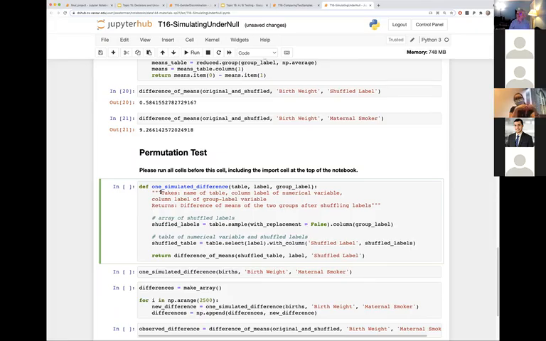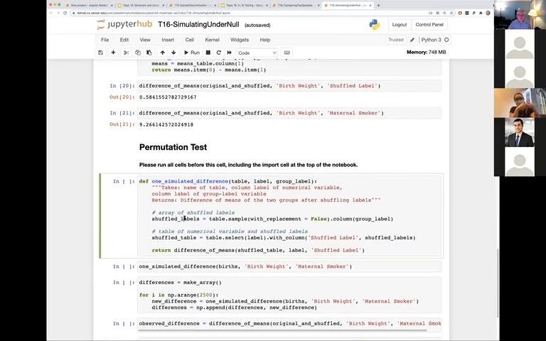Okay, so this is going to combine us creating the new table with the shuffled labels. These are all the things that we've done before. We're just putting together into one function.